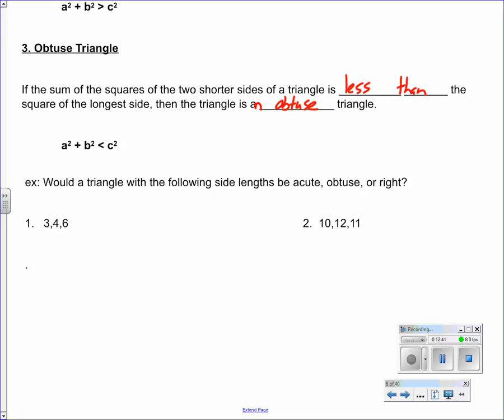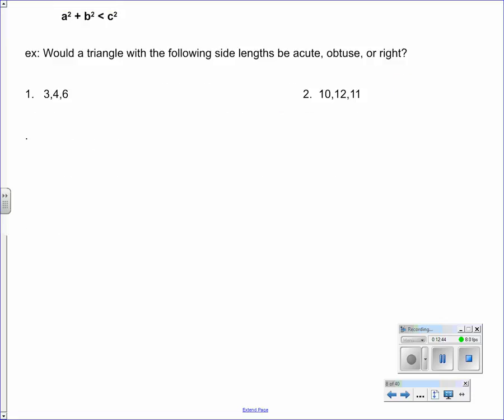So here we'll do two examples of would a triangle with the following side lengths be acute, obtuse, or right. Again, it doesn't matter which one we call A or which one we call B. What's important on each one of these, we pick out the biggest side. So on the left, the biggest side would be 6. That would be our C. And on the right, the biggest side would be 12.